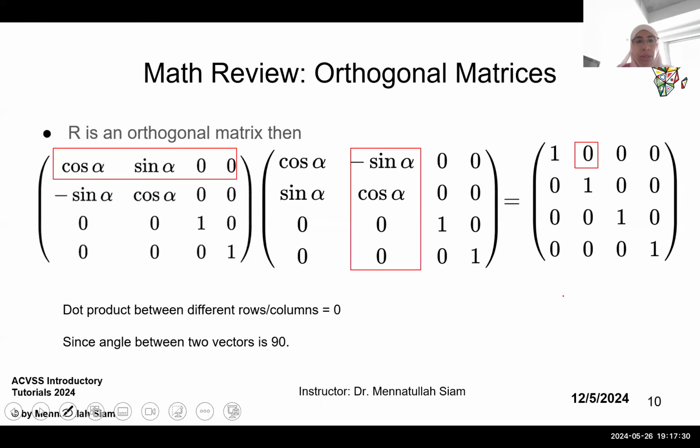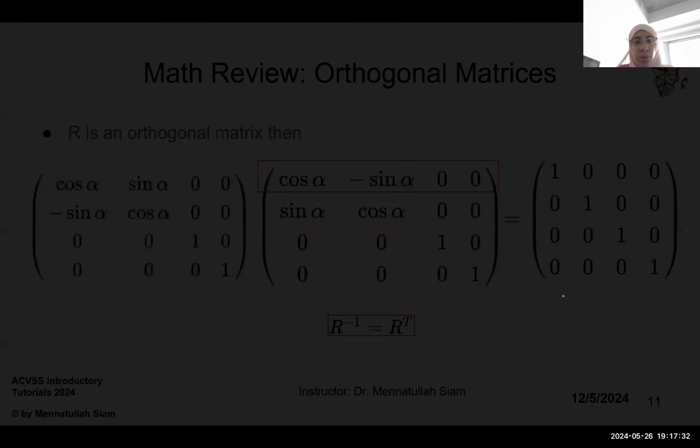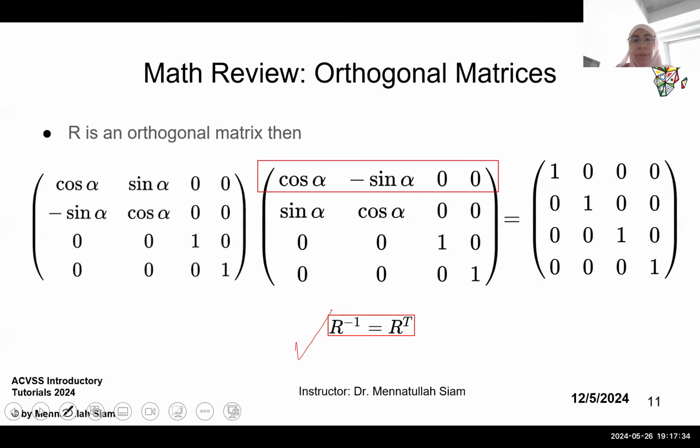So here, I just want to show you the final result. The inverse is the transpose. So this is just the transpose of this one, right? Okay. Does anyone have any issue with this property of rotation matrices? Is everything good?